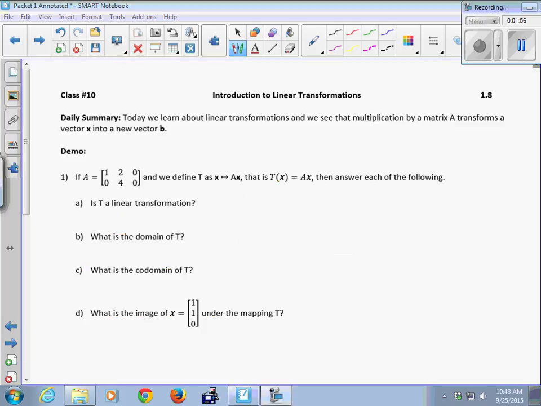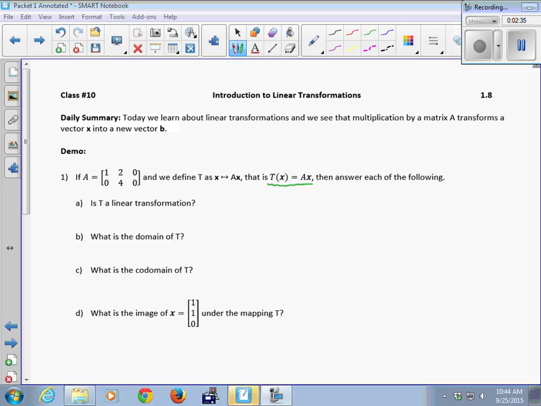Today we're going to learn about linear transformations, and we're going to see that multiplication by a matrix A takes a vector x and transforms it into a new vector b. We start with a matrix A that's 2 by 3, and we define a transformation T that takes x to A times x. In traditional notation, T of x equals A times x. Your input is some vector x, your output is A times x. So is T a linear transformation?